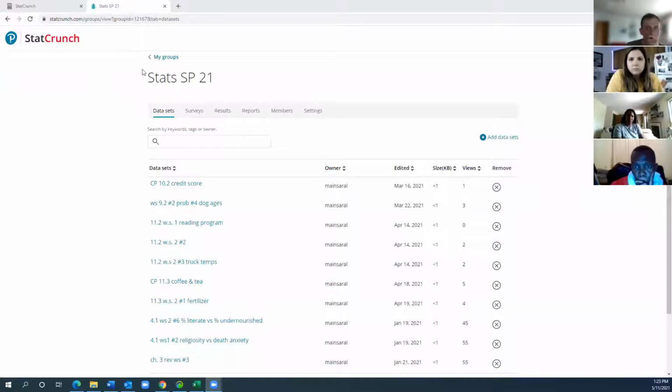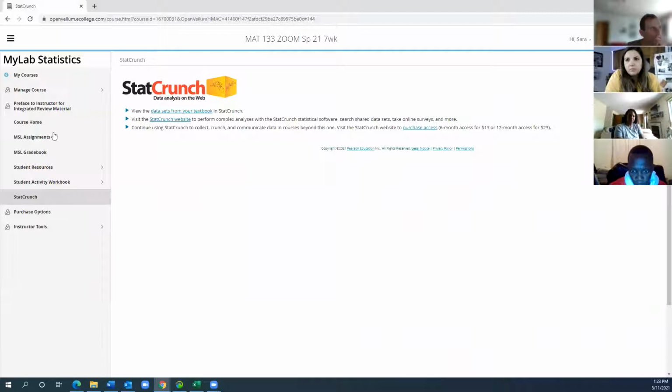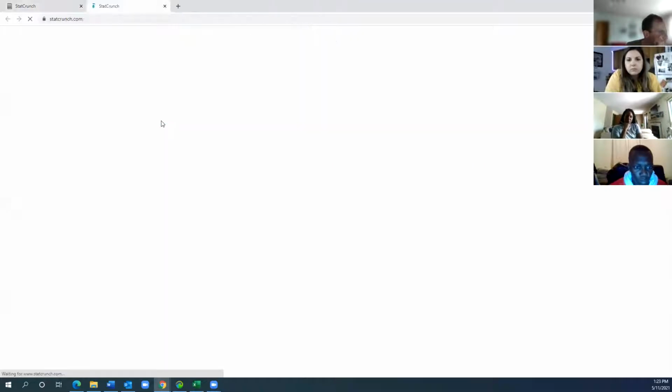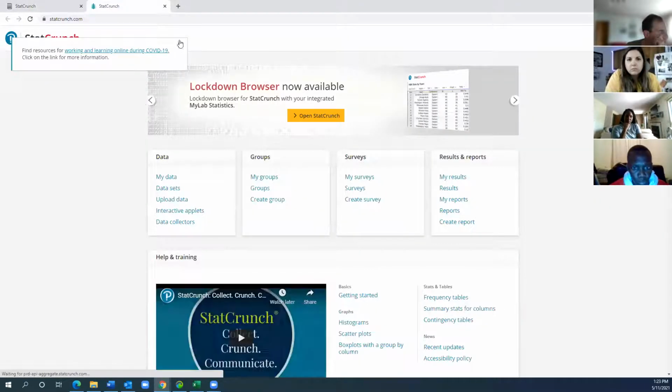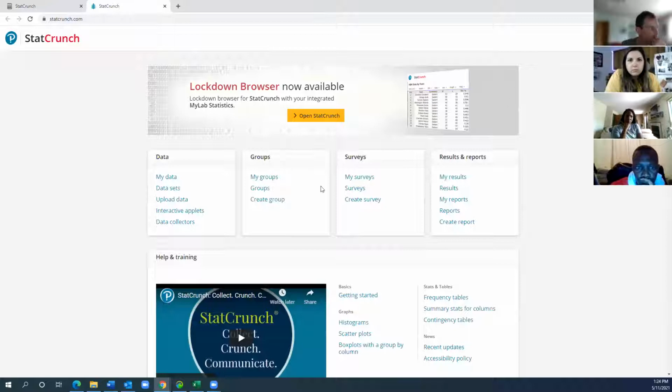Okay, so I believe I stopped sharing, so you can't even see my screen. So can everybody see my StatCrunch? Did everybody see how I got into StatCrunch? Because I thought I had it sharing. So from the MyStatLab main page, if you click on StatCrunch, it brings up this page, and then click on StatCrunch website. Most of the time it doesn't go right here, but I'm there.